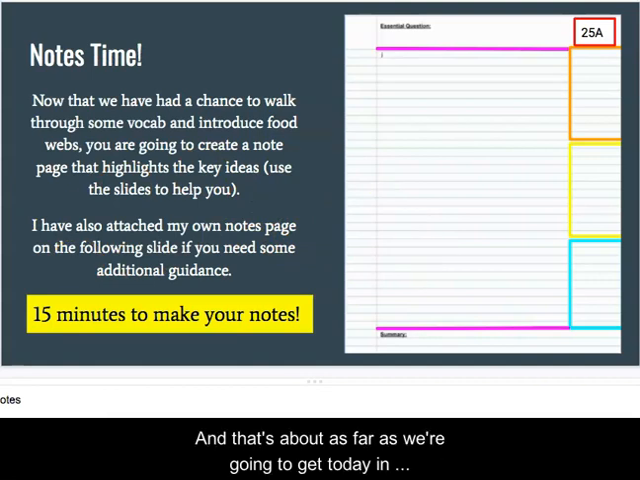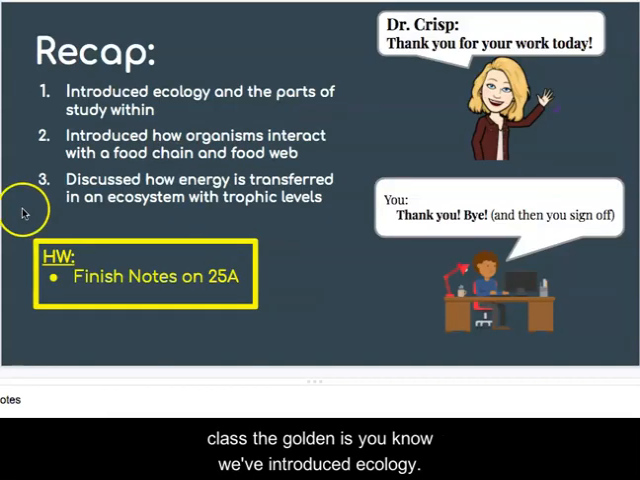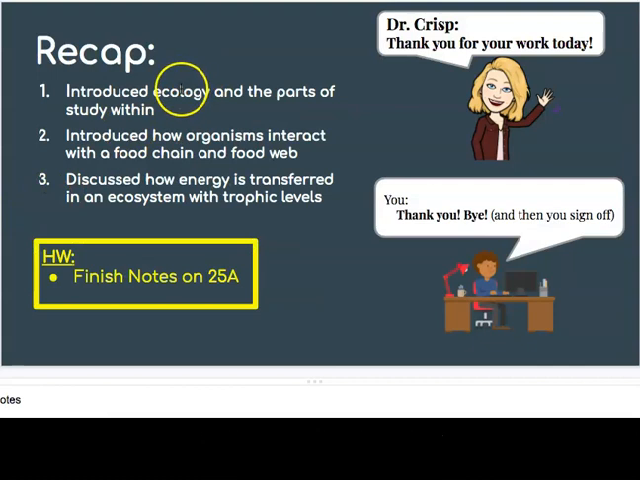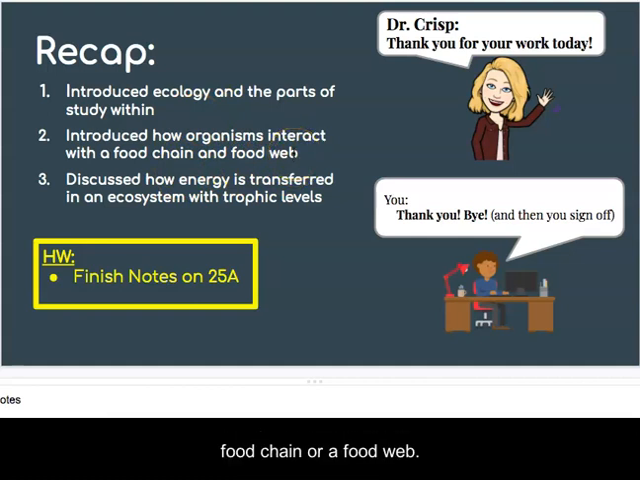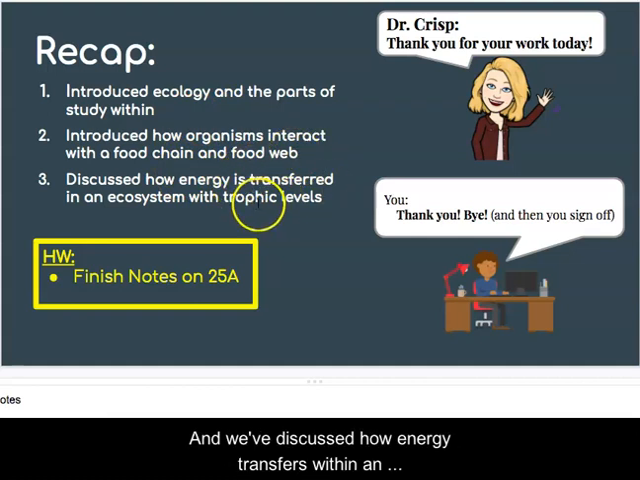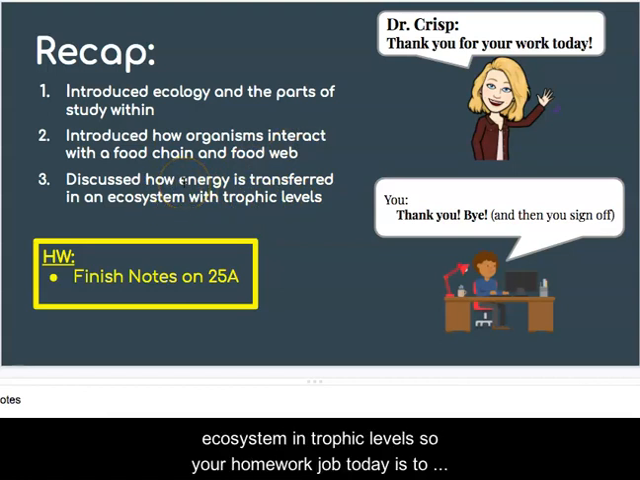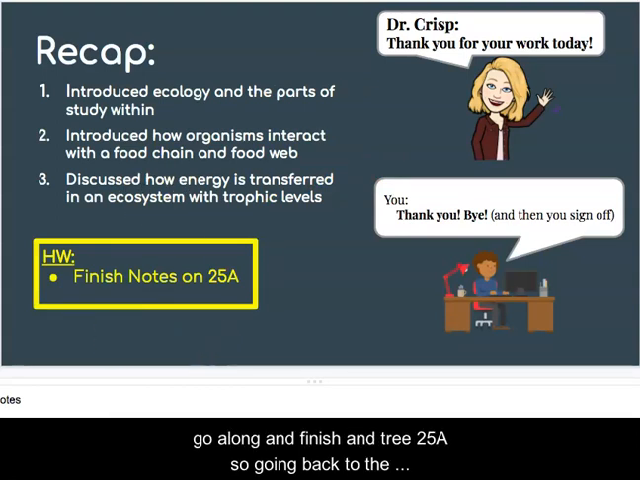And that's about as far as we're going to get today in class. The goal then is, we've introduced ecology and the parts of study within. We've introduced how organisms can interact in a food chain or a food web. And we've discussed how energy transfers within an ecosystem and trophic levels. So your homework job today is to go along and finish entry 25A. So going back to the questions in the summary once you've gotten your notes page.